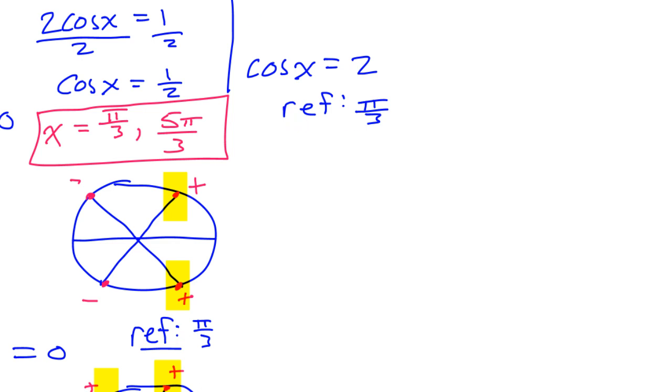And what about cosine of x is equal to 2? Well, hopefully you will recognize right away that we will get no solutions from this. Alright, this has no solution. Because, I mean, think about the unit circle.